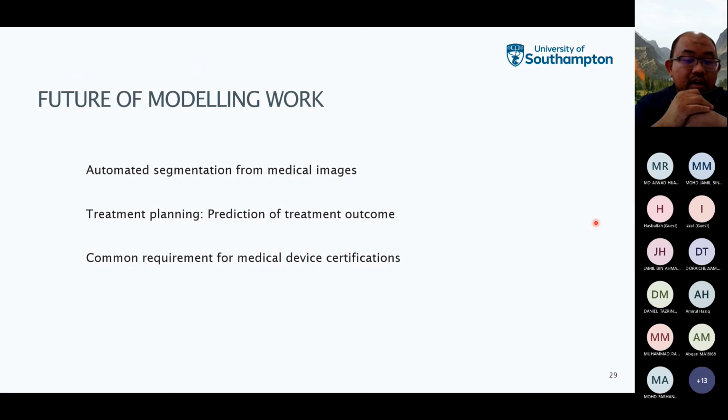In fact, the US FDA is also going to that approach and requiring some of the modeling work to be done now. So that's all from me.